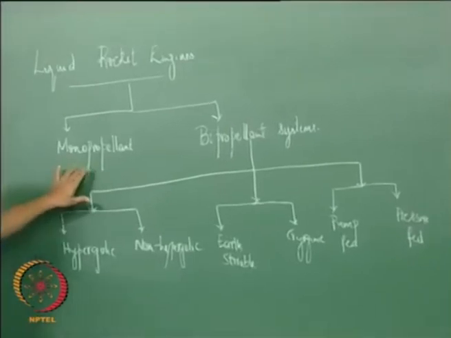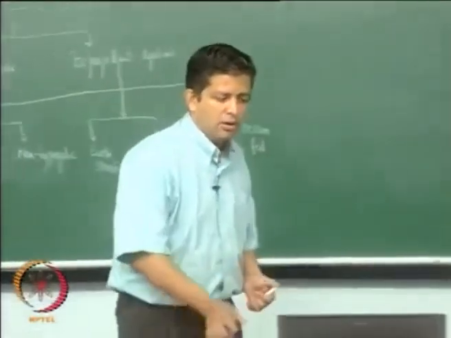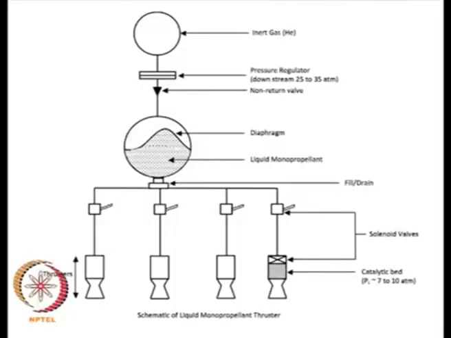Firstly, starting with the monopropellant thruster. Now, if you look at this figure, this is the typical monopropellant thrust system. You have an inert gas bottle that pressurizes the liquid here. Why do we need to use inert gas? It is because you do not want reactions to take place inside the tanks itself. You want the reactions to take place where you have the thrust chamber.